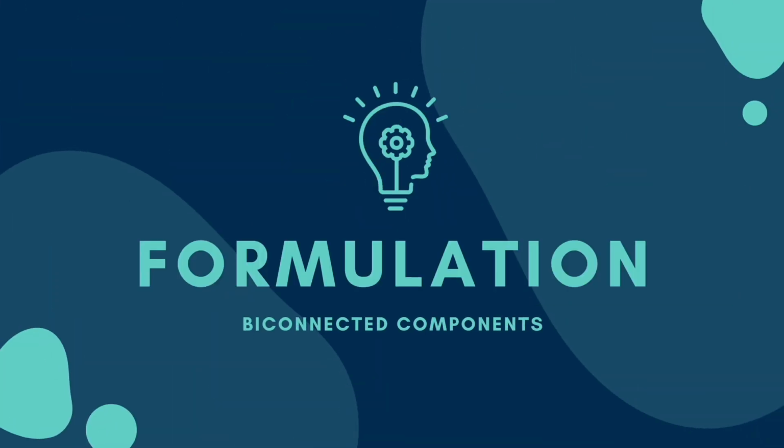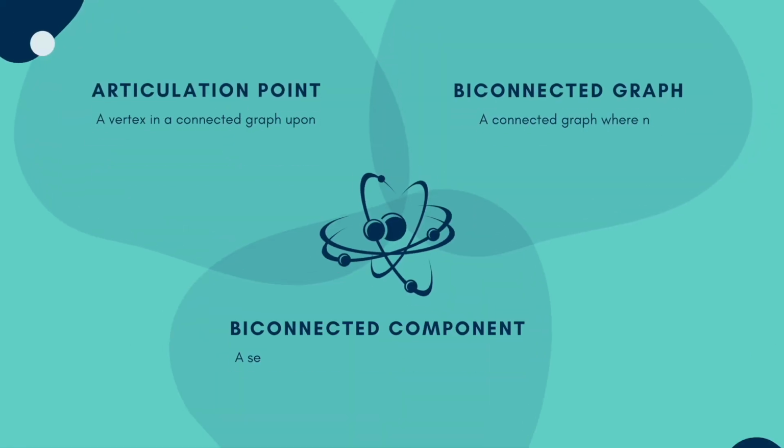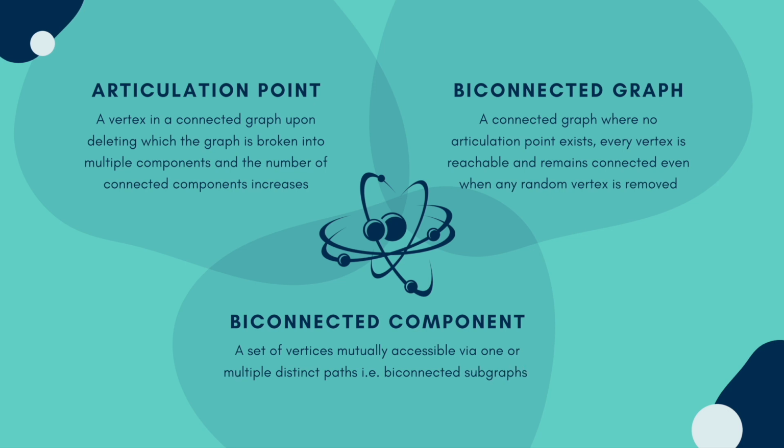Now the formulation. What is the idea of biconnected components? To understand biconnected components fully, we need to know these 3 topics: articulation point, biconnected graph, and biconnected components. What is an articulation point? An articulation point is a vertex upon deleting which the graph is broken, which means that if we remove a particular vertex in a graph, the graph becomes scattered or the number of connected components increases.